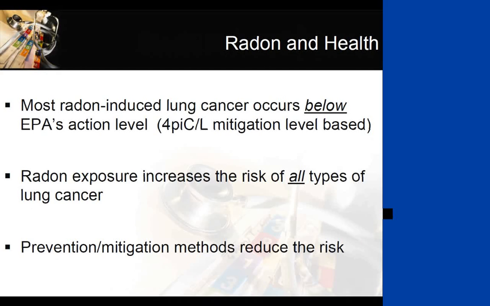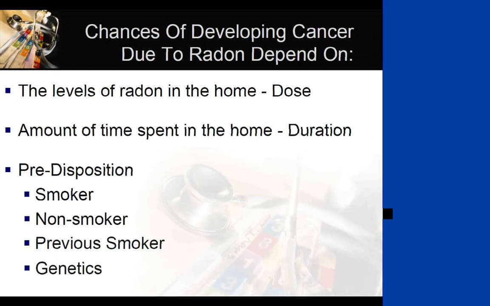A good point to make out is that most radon-induced lung cancer occurs below the action level for EPA, below that 4 picocuries per liter. It's all based on dose and response. Radon exposure, because there's no safe level, there's a risk to all types of lung cancer, and prevention and mitigation is the best way to reduce these risks. And there'll be definitely speakers talking about that later.